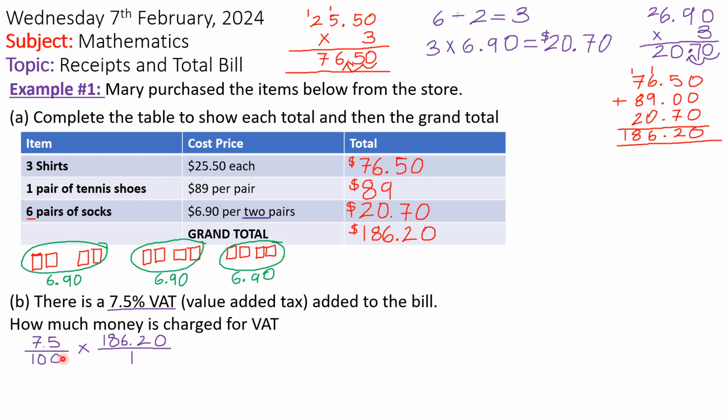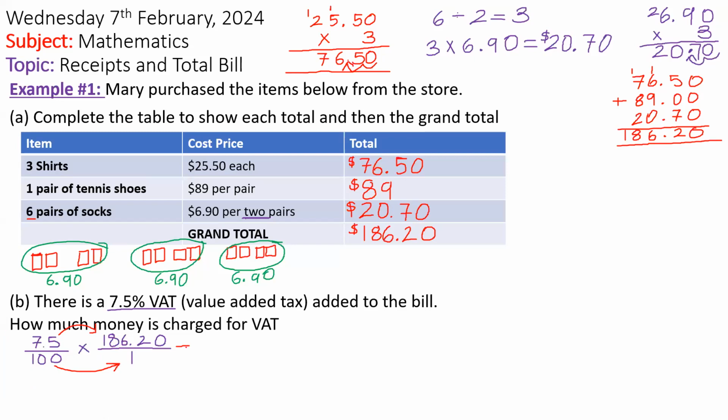Okay, so this is a whole number. This 0 is a decimal part. And so we cannot cancel out this 0 with that 0. Now, if it was 18,620, yes, we could have canceled the 0. But because it's a decimal part, we cannot cancel the 0, right? So we have to multiply. We have to multiply 7.5 by what? By 186.20.